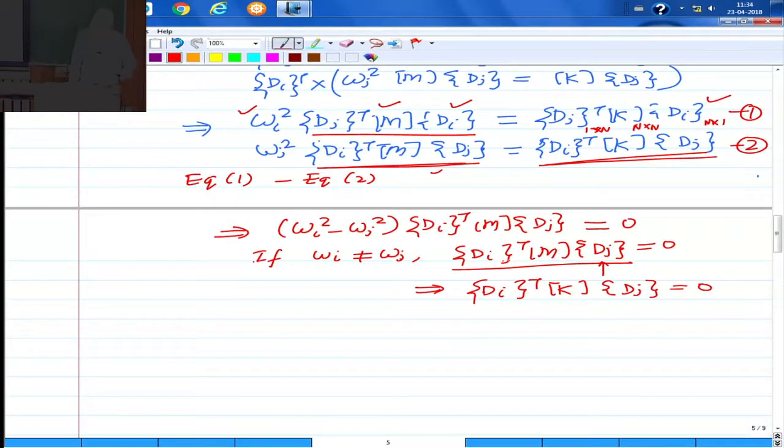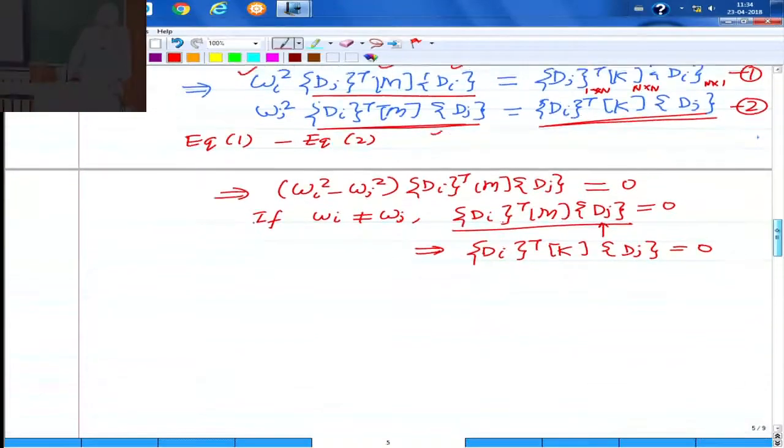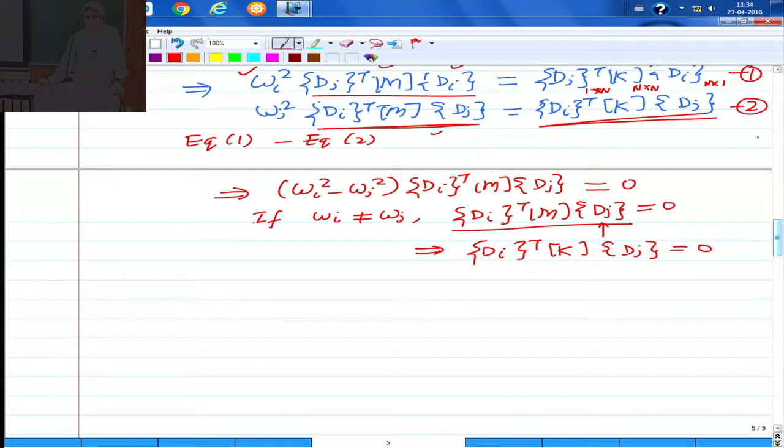Here you can write either di transpose m into dj, or dj transpose m into di. As long as omega i and omega j are not the same, di and dj are going to be orthogonal to each other with respect to both mass and stiffness matrix.